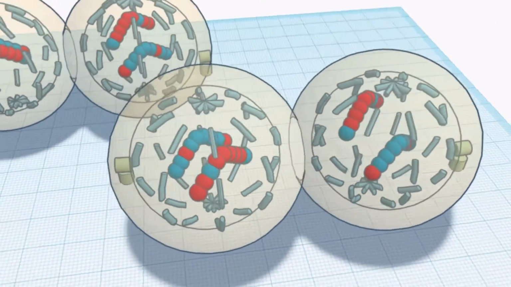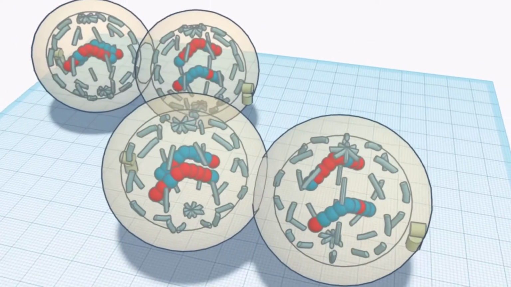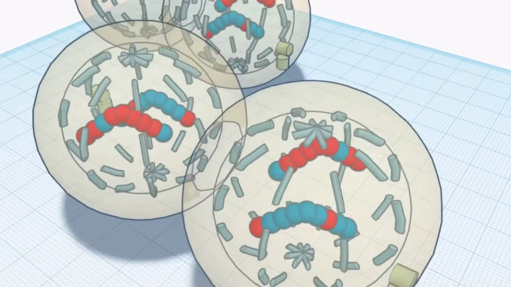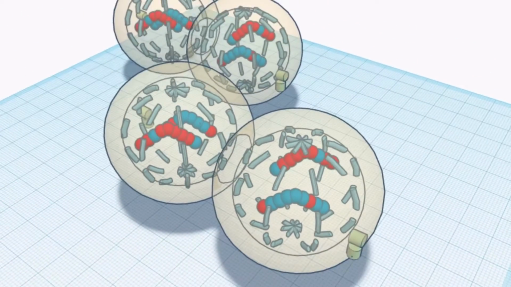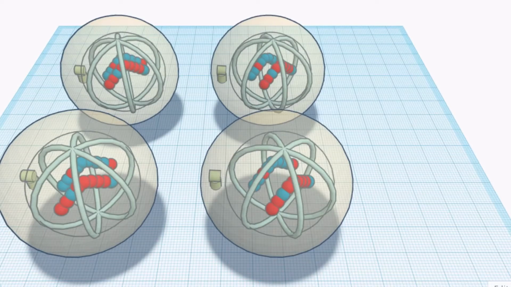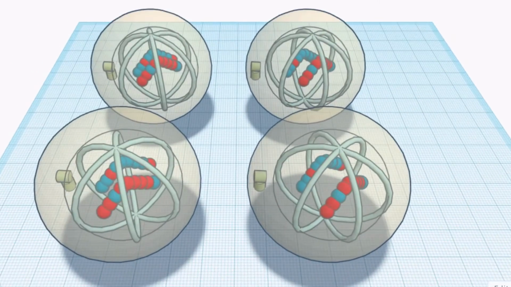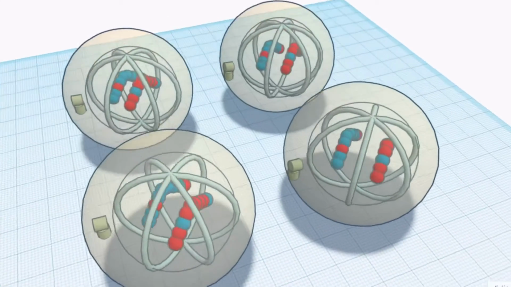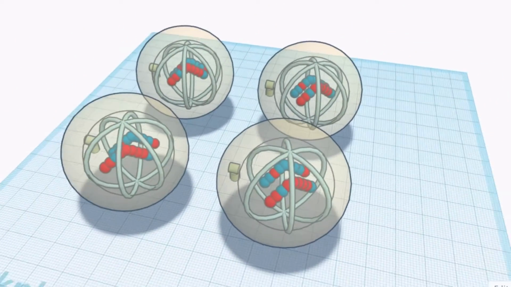The next stage of meiosis II is called Telophase II. In this stage, 4 nuclei form and the cell divides into 4 new cells. The last stage of meiosis is Cytokinesis II, where there are 4 haploid daughter cells.